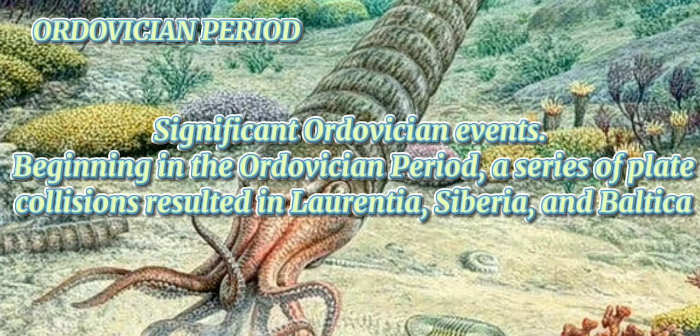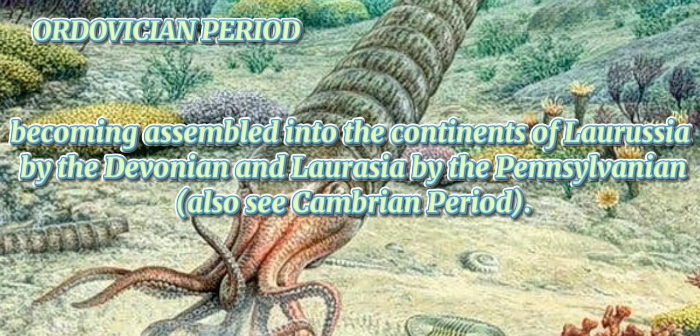Significant Ordovician events. Beginning in the Ordovician period, a series of plate collisions resulted in Laurentia, Siberia, and Baltica becoming assembled into the continent of Laurasia by the Devonian and Laurasia by the Pennsylvanian. Also see Cambrian period.